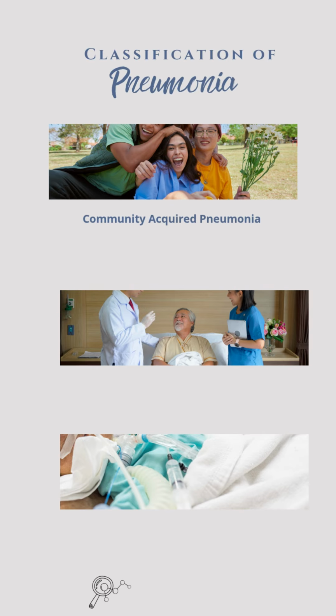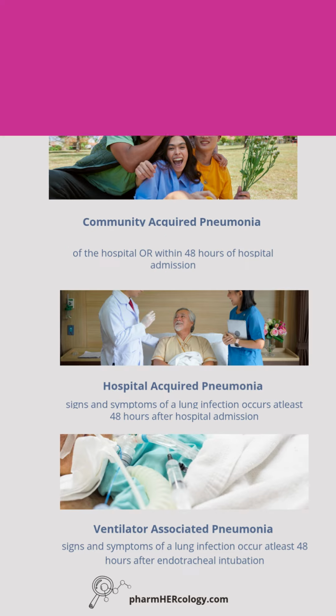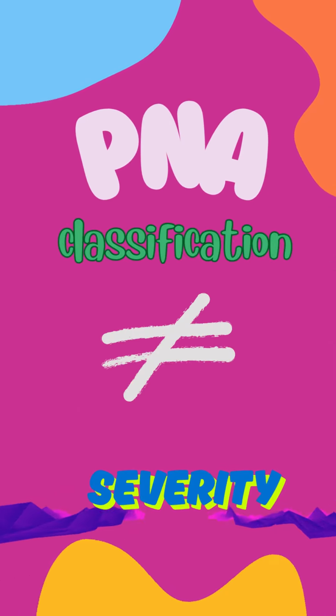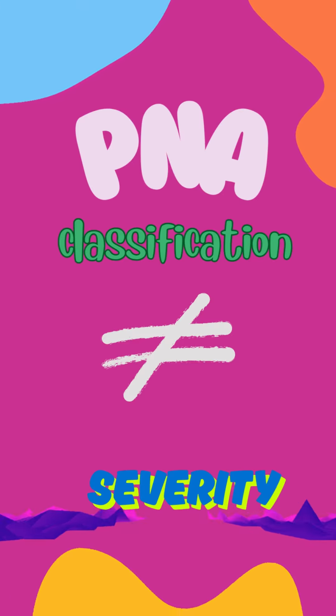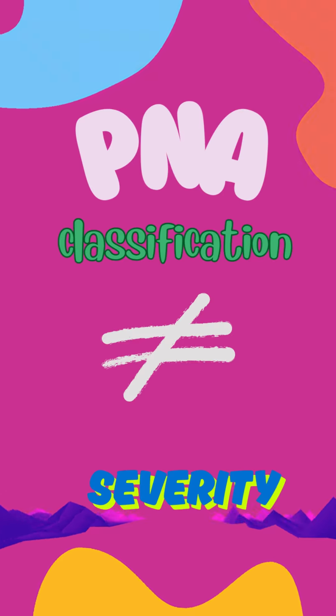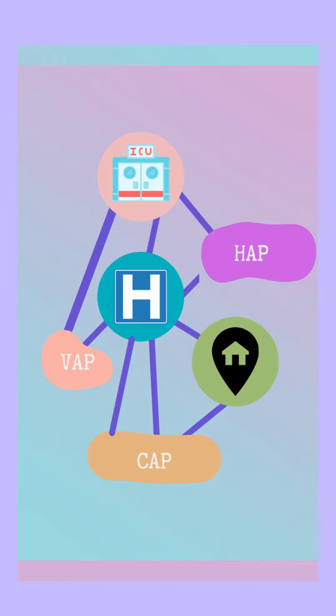Where the infection occurs is how we classify pneumonia as either community-acquired, hospital-acquired, or ventilator-associated. It is important to note that these classifications are not an indication of disease severity. A patient with CAP may require intensive care or they can be treated at home, while a patient with HAP may require general medical care, intensive care, or at-home care.